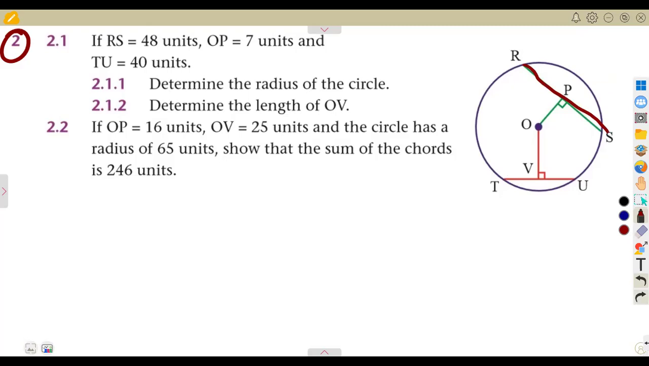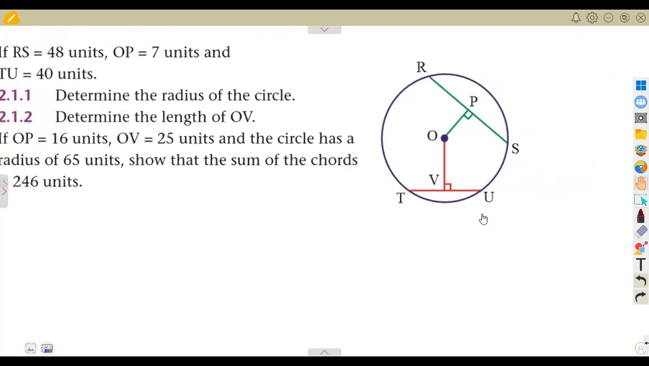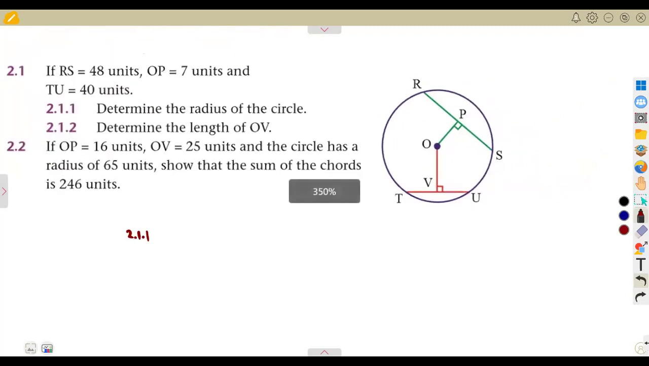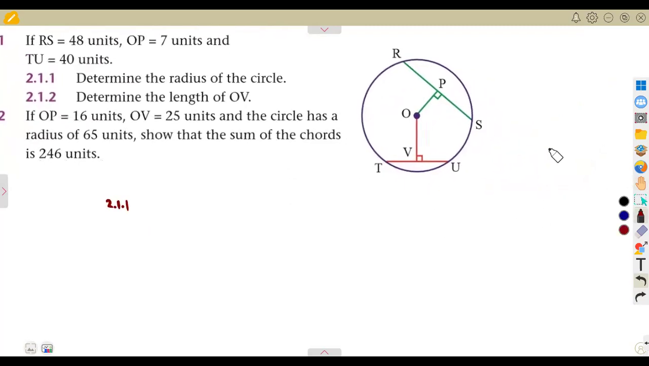So what does it mean? Remember what I was explaining before. We're going to start with 2.11. Let us take our information on the diagram. The whole of the line RS is given as 48 units, and we understand that if a line is drawn from the center perpendicular to that chord, it bisects that chord into two equal parts. That means OP bisects RP and PS, so we are going to have RP equal to PS, from R to P and from P to S.